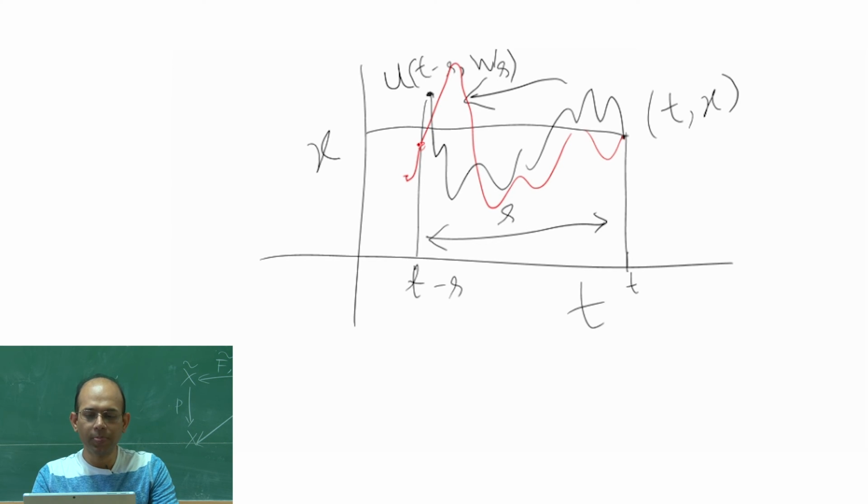And here, since our function u is non-negative, we are going to get millions of such non-negative numbers, and we are going to take the average, and that average would be an estimator of the expectation of u(t−s, W_s). And that value would match with the function u at the point (t, x), which was the starting point of the Brownian motion.